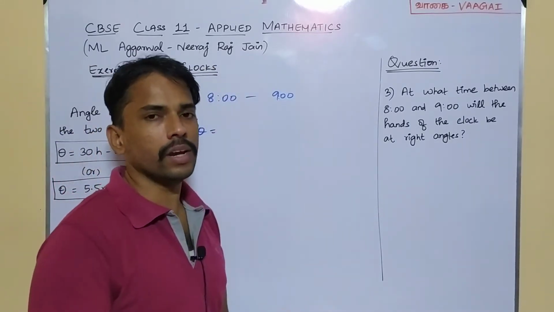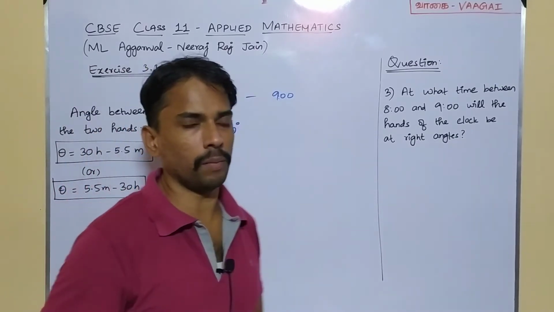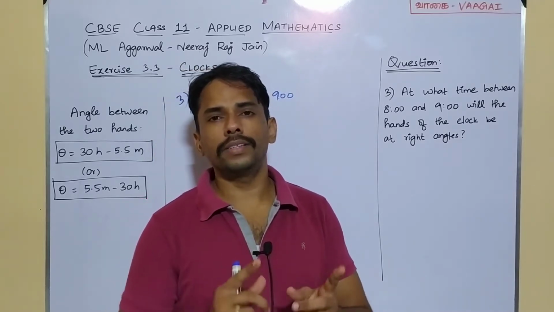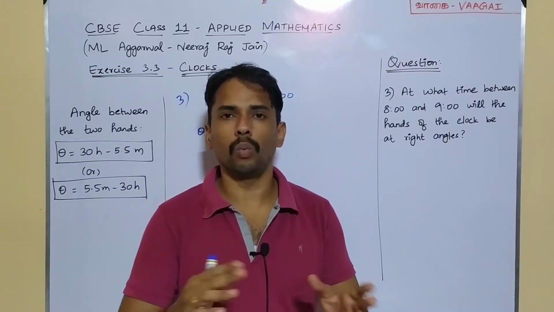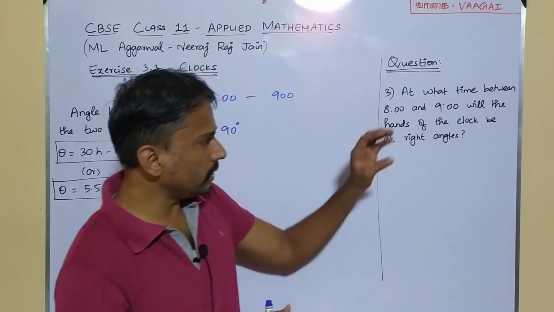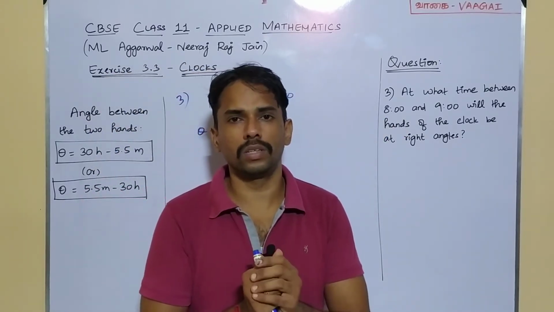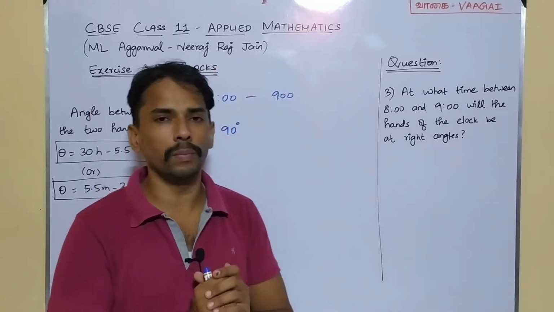Right angle will be 90 degrees, right? So theta value will be 90 degrees. This point we have to keep in our mind. Usually our hands are at right angles between every 1 hour, I mean like 12 to 1, 1 to 2, 2 to 3, any of these 1 hour durations. This right angle will usually occur at 2 instances. So in 2 situations, this right angle will be happening.